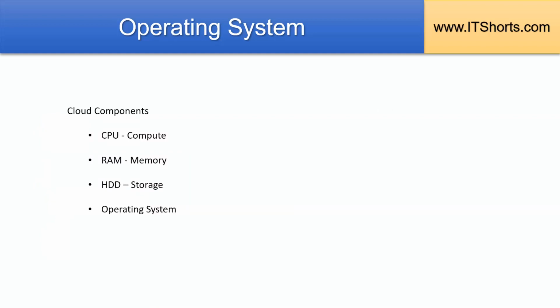So far, I have introduced CPU, which is a compute resource, RAM, which is a memory resource, hard drive, which is a storage resource, and the operating system. These are fundamental aspects of any IT architecture. In cloud computing, these are very important factors in determining the cost of your subscription.